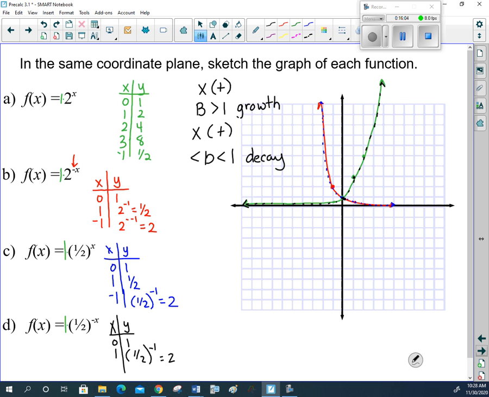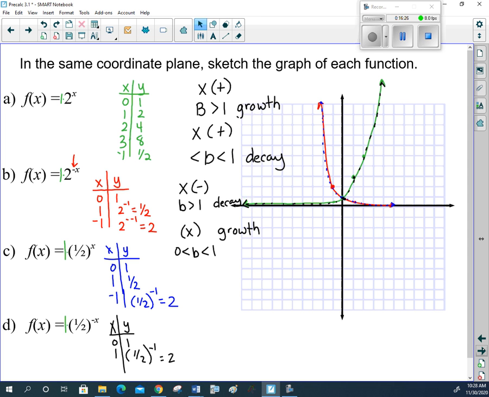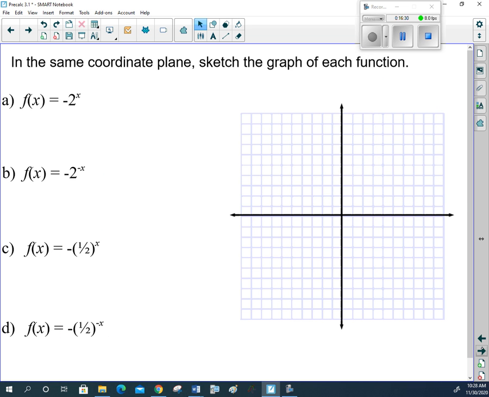And then when x is negative, that just flips everything now. When x is negative and b is greater than 1, it's now a decay. And if x is negative and b is less than 1 and greater than 0, it's now a growth. So you've got to pay attention to that sign, meaning positive and negative, on the exponent for your exponential function to decide whether it's a growth or a decay.